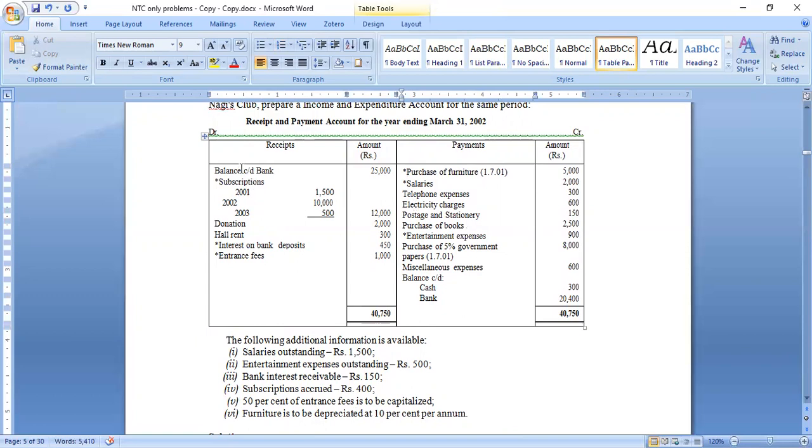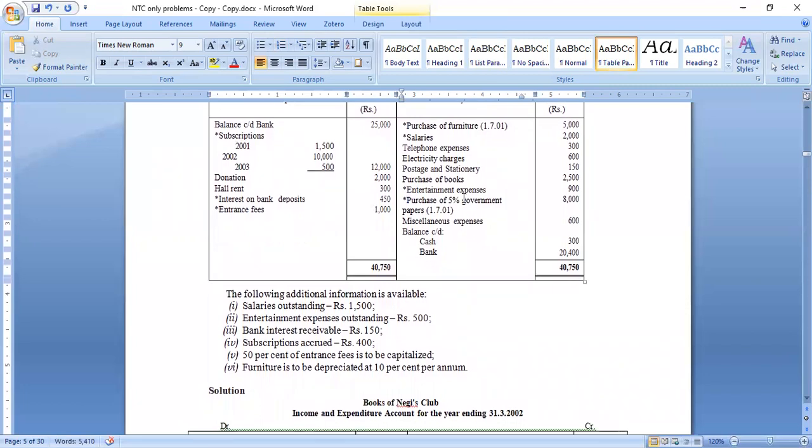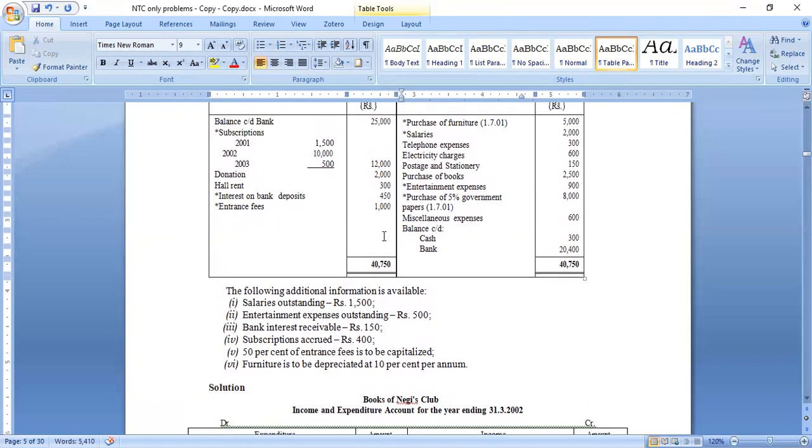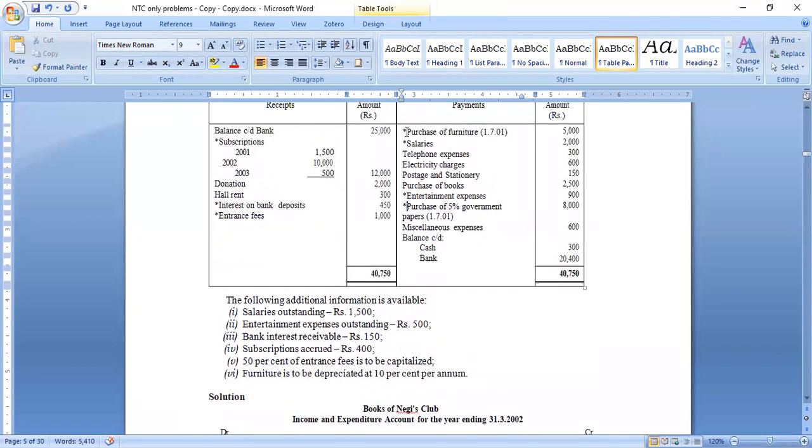So we have another one within the receipts and payments account, that is purchase of 5% government papers. Even though it is not given as an adjustment, we have to assume that we have to calculate the interest on these investments. So there are 6 plus 1, 7 adjustments. Okay, let us start.